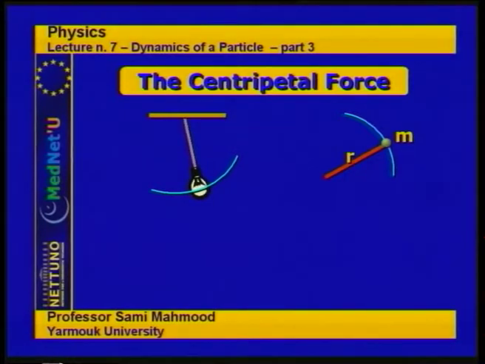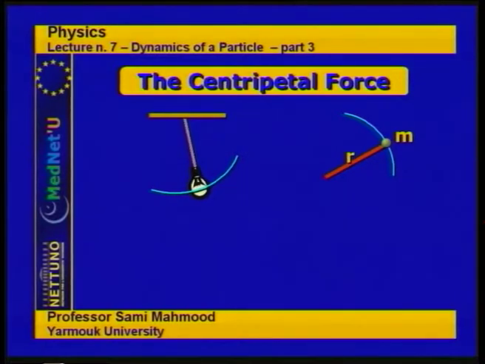Another example, if we have an object attached to an end of a cord or a rod, and it is circulating with the other end of the rod or the cord fixed, then again the tension in this cord or in this rod is the centripetal force that is responsible for this circular motion of the object around the circular path.